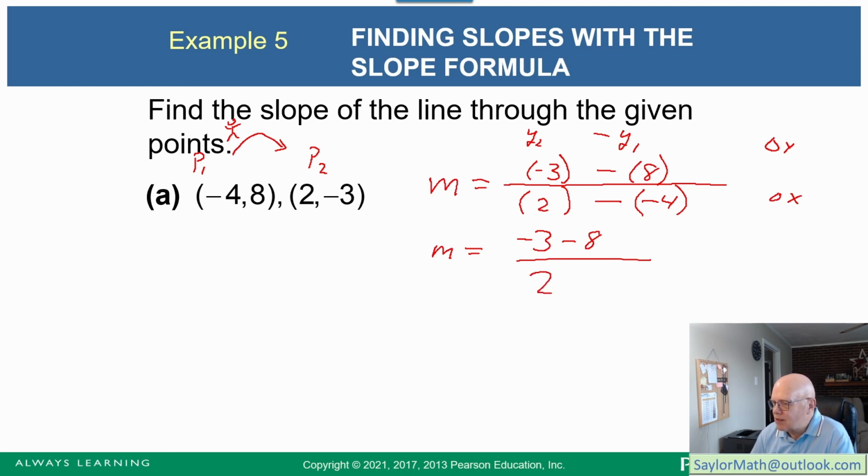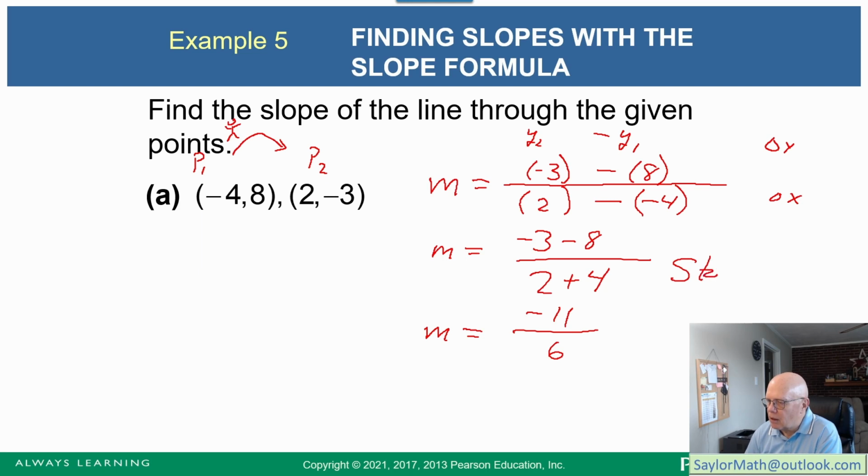So these negatives cancel each other, so actually we've got 2 plus 4. There's where these parentheses can be a big help. You might have accidentally taken 2 and subtracted 4, and of course that wouldn't be correct. So what do we get? We'll just come on down here. Minus 3 minus 8 is negative 11. 2 plus 4 is 6. And there's your slope. Now, what does that slope tell us?